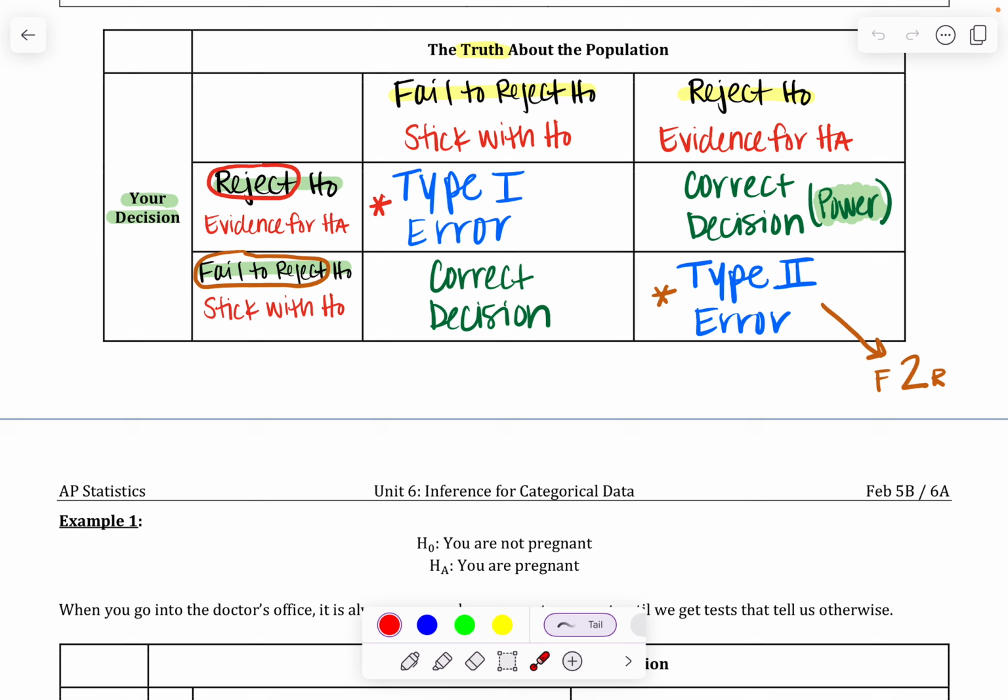There is one other term that falls into this category. We get into it a little bit later on, and that is making the correct decision to reject, because that is the more interesting decision. And that is called the power of a test. So if you correctly reject the null, that is when you are identifying the power of the test.